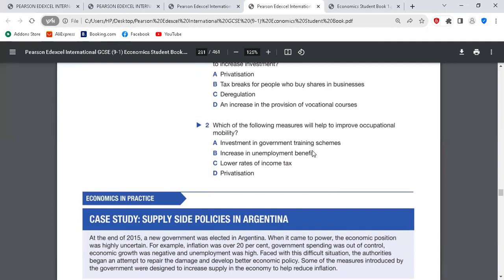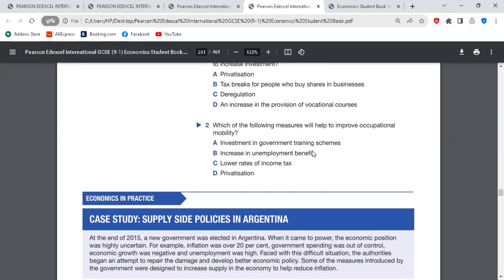Question 2: Will improve occupational mobility. You know what occupational mobility is first? Occupational mobility is the ability for an individual to be able to switch from one job to another. I was a banker, now I'm a teacher. That is occupational mobility. So which one will bring about occupational mobility?